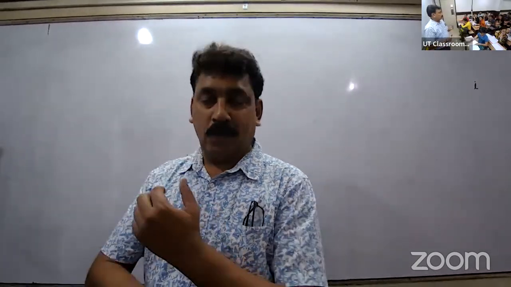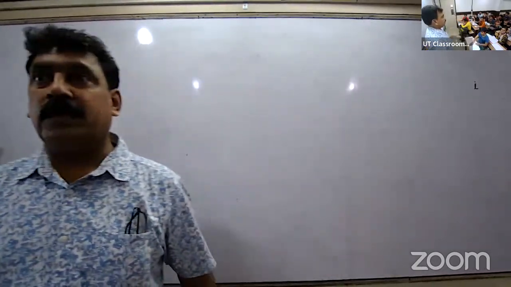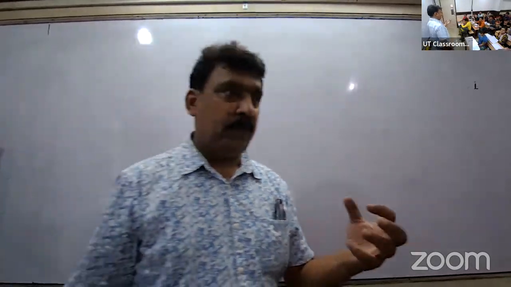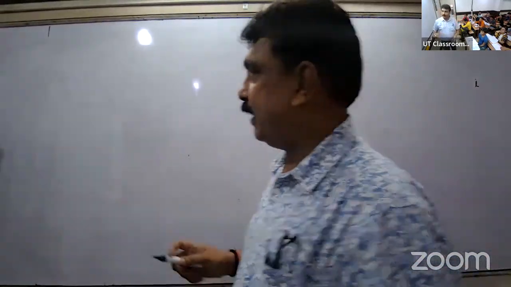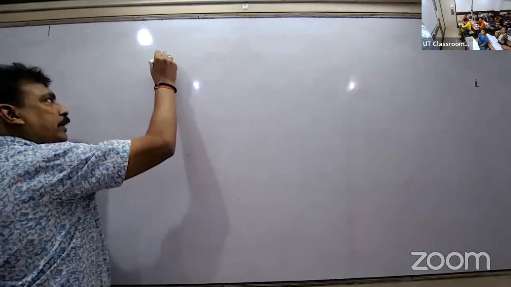Okay. Now, today the third type of bonding. What is ionic bond? Ionic bond is basically the transference of electrons. And what is covalent bonding? But there is a third type of bonding which is called a coordinate covalent bond. What is this coordinate covalent bond?